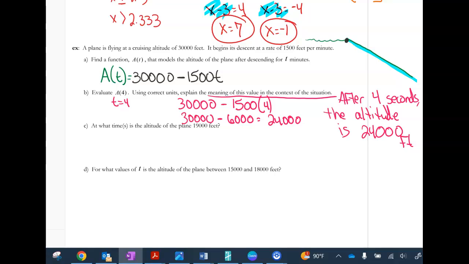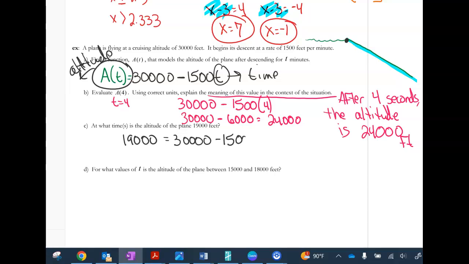All right, so now they want to know at what time or times is the altitude of the plane 19,000 feet. So that's the altitude. Remember, this is the altitude. I am spelling it correctly here. And then the t is our time. So when we take this 19,000, I'll put it over here, and then I'll just work to get my t alone. So first we can subtract our 30,000 over. That gives us negative 21,000. And then we can divide that negative 21,000 by 1,500. And when I do that, I'll get 14. So it's going to take 14 minutes for that to happen.